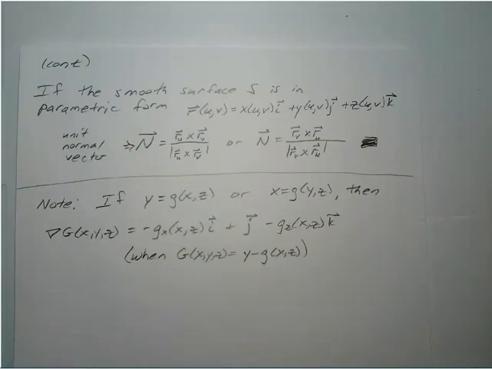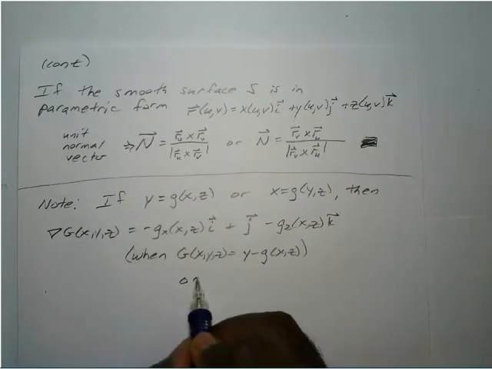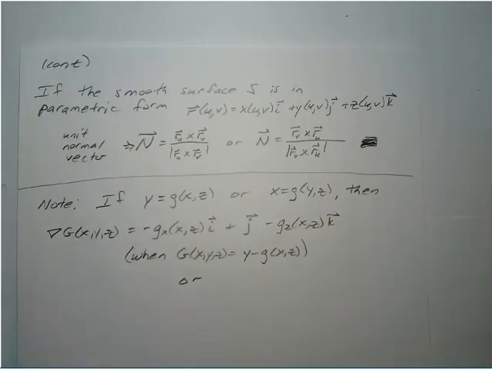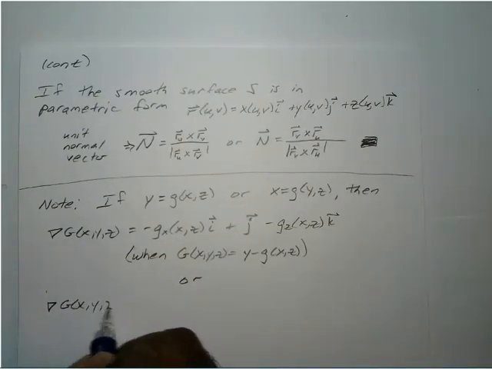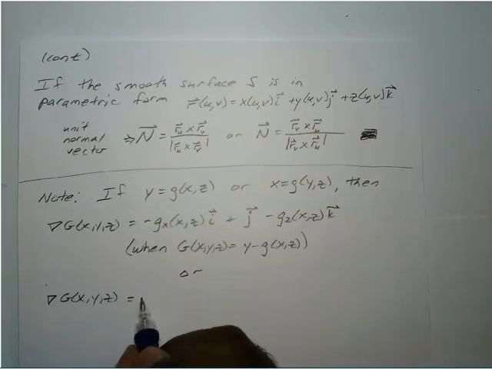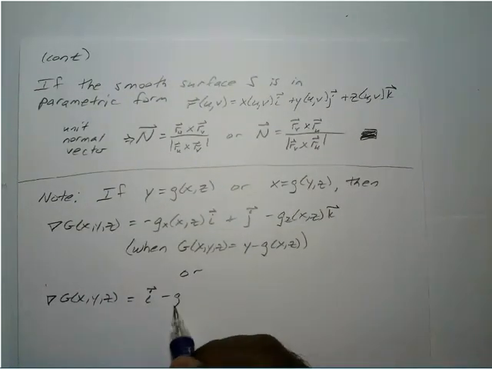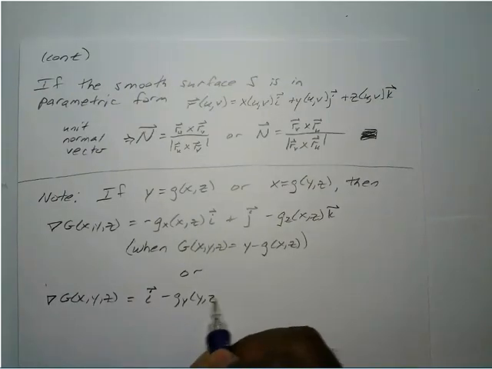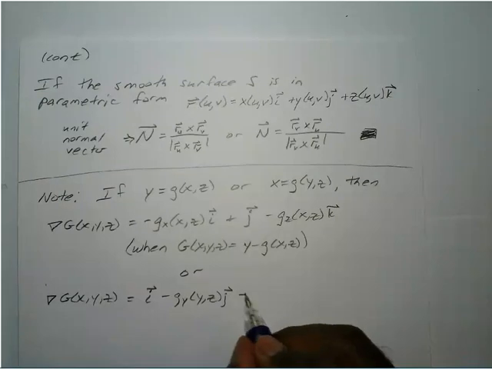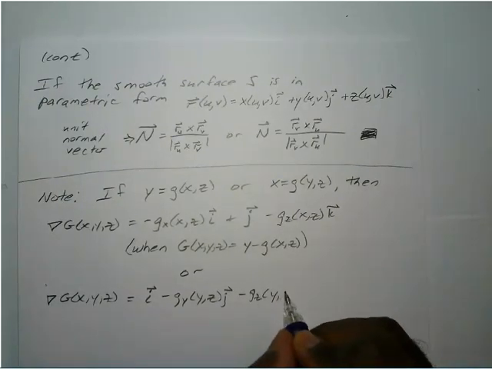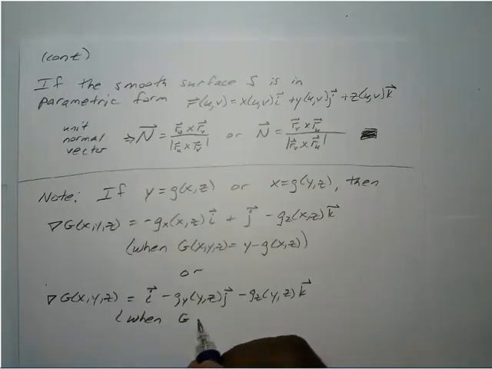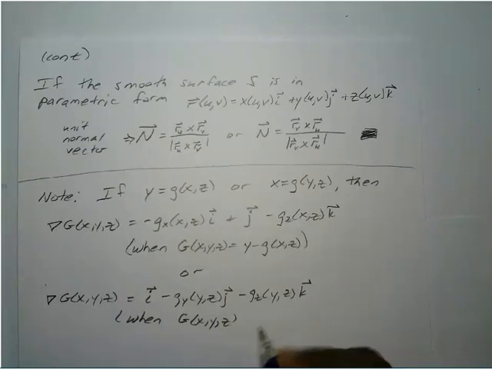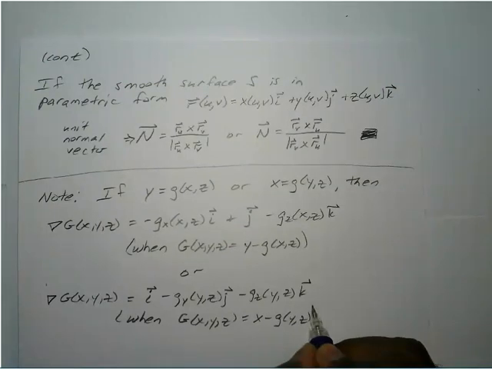Okay, now it's the same thing if you solve for x. That would equal the i vector minus partial with respect to y times the j unit vector minus the partial with respect to z times the k unit vector. Of course, that's when g of x, y, z is equal to x minus g of y, z.